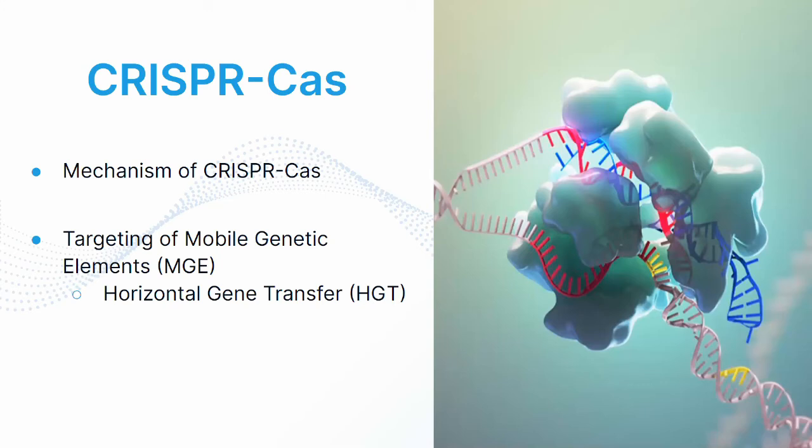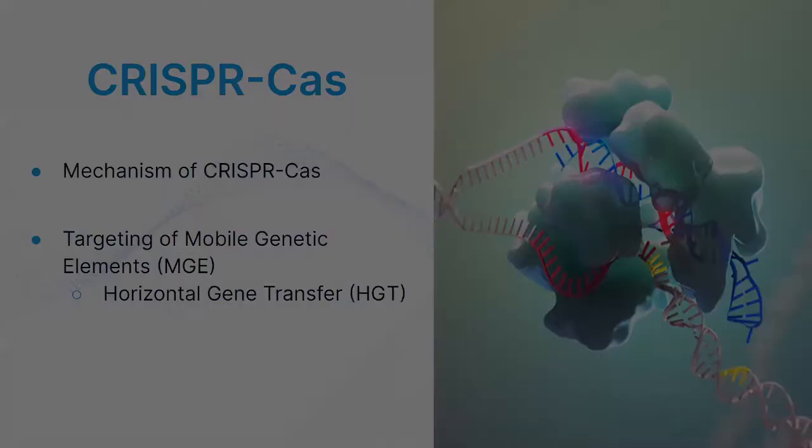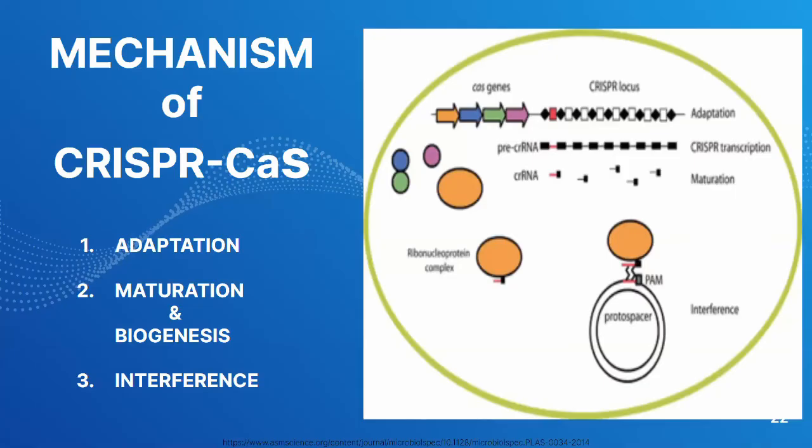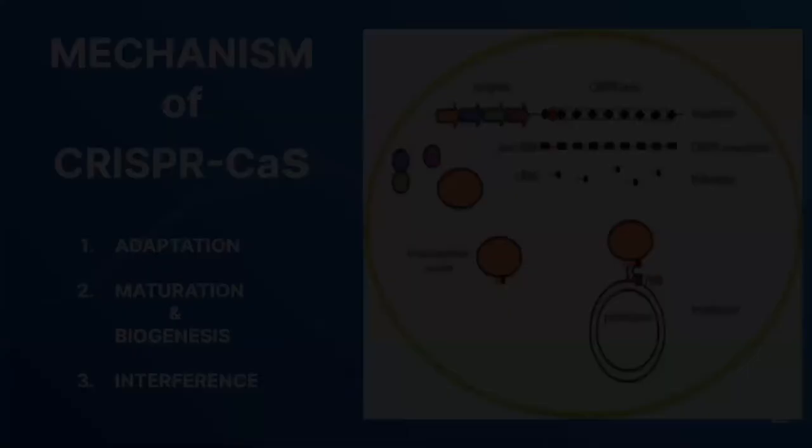The detailed information in this article can give us a better understanding of how the CRISPR-Cas system affects the evolution of bacteria, how the components of CRISPR-Cas affect plasmid replication, and how horizontal gene transfer is affected by it. The mechanisms of CRISPR-Cas are adaptation, maturation and biogenesis, and interference.